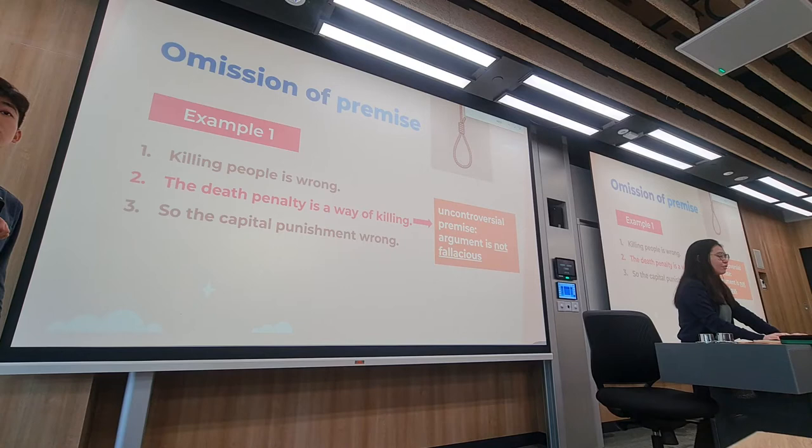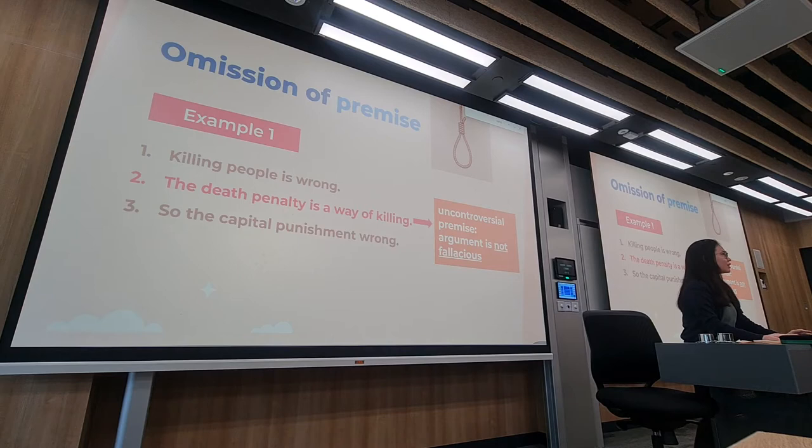Hence, a common misconception is that some people may feel that killing people is wrong is a controversial premise, because there are some justified ways of killing, such as capital punishment for heinous crimes. However, for the fallacy of omission of premise, it's important to note that the focus should be on the omitted premise and not the other premises. And when it's uncontroversial, then it will not be fallacious under omission of premise.